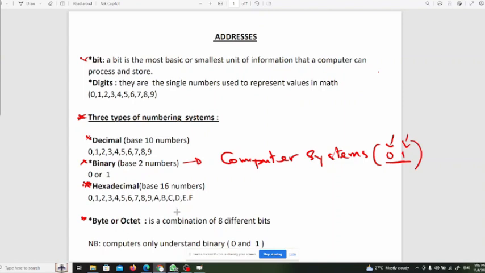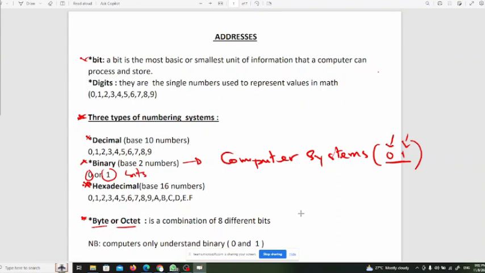Byte or octet. It's a combination of 8 different bits. A bit here is the most basic or smallest unit of information that a computer can understand, process or store, and it is represented by 0 or 1. So the 0 here and the 1 here are what we call bits. A combination of 8 bits makes up what we call a byte or octet.